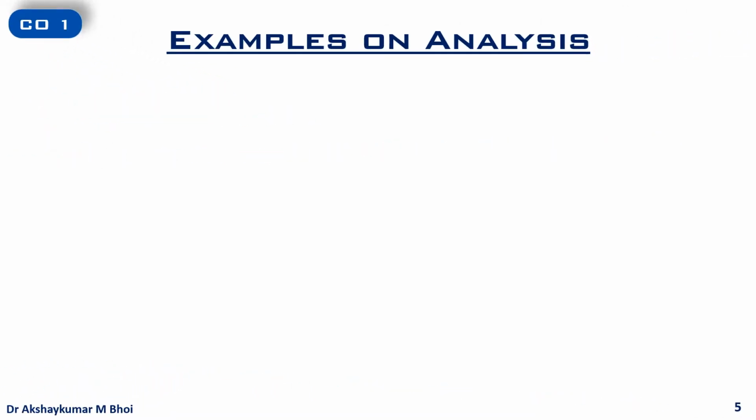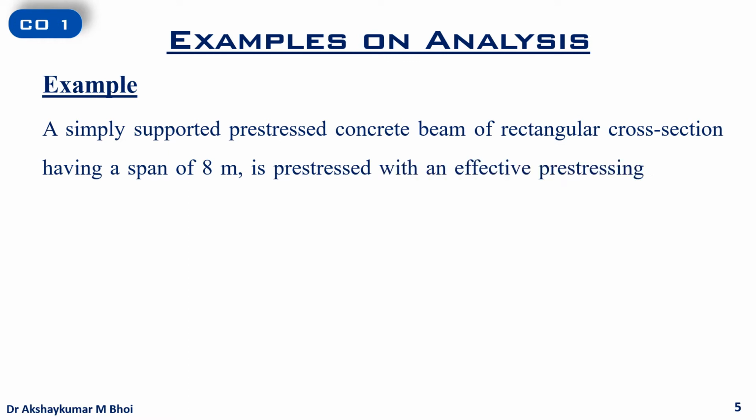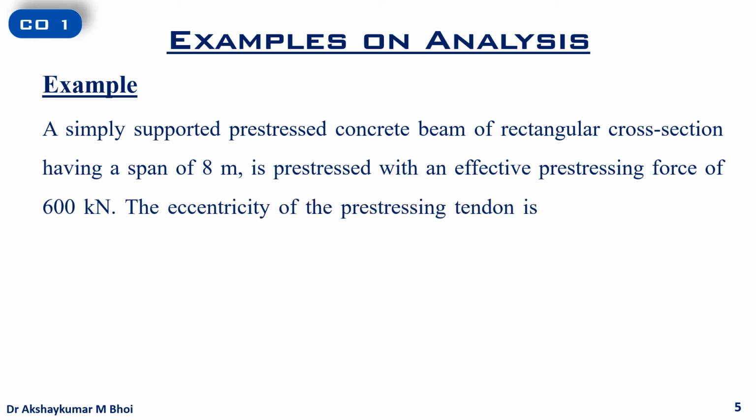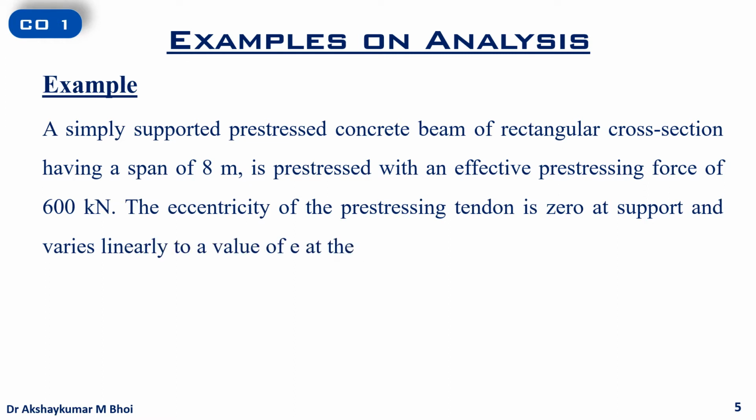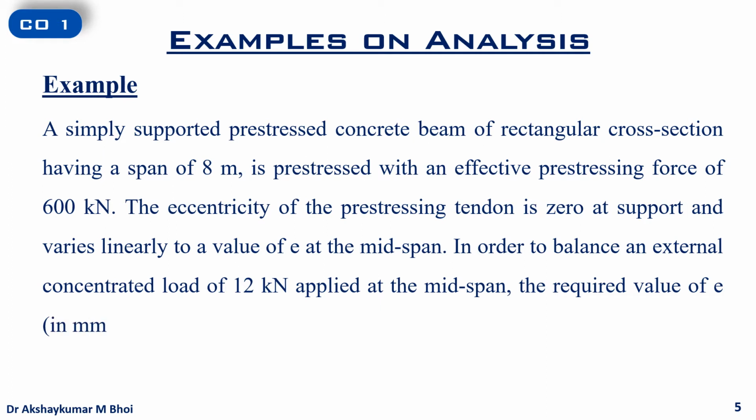Let us see the problem statement. A simply supported prestressed concrete beam of rectangular cross section having a span of 8 meter is prestressed with an effective prestressing force of 600 kilonewton. The eccentricity of the prestressing tendon is 0 at support and varies linearly to a value of E at the midspan. In order to balance an external concentrated load of 12 kilonewton applied at the midspan, the required value of E in mm, round off to the nearest integer, of the tendon is.